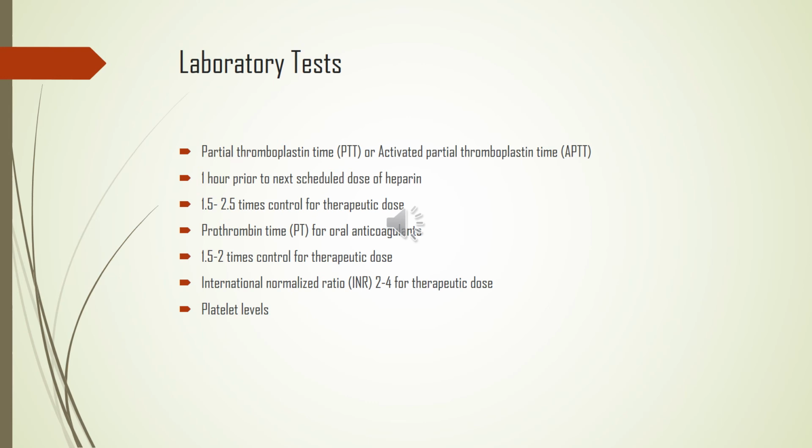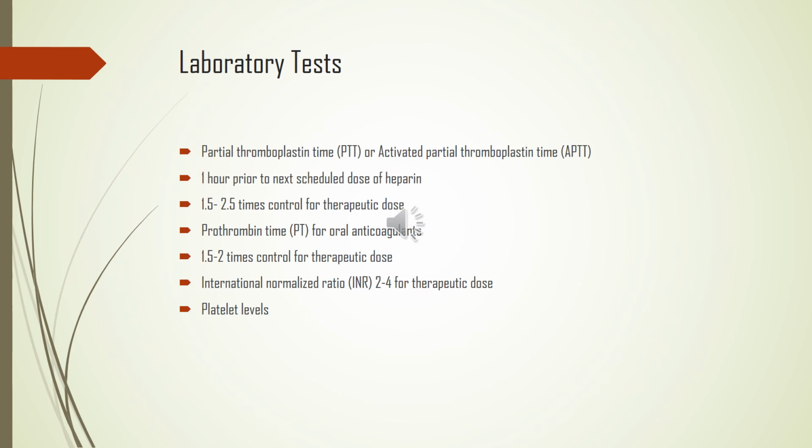The PTT and the APTT are usually drawn 1 hour prior to the next scheduled dose of heparin. So if you have somebody on heparin, you're going to see them do the PTT or the APTT. The therapeutic range is 1.5 to 2.5 times control for therapeutic dose. So anything above 2.5, they're going to be out of therapeutic dosing, and they're going to be adjusting the heparin dosage with that one.